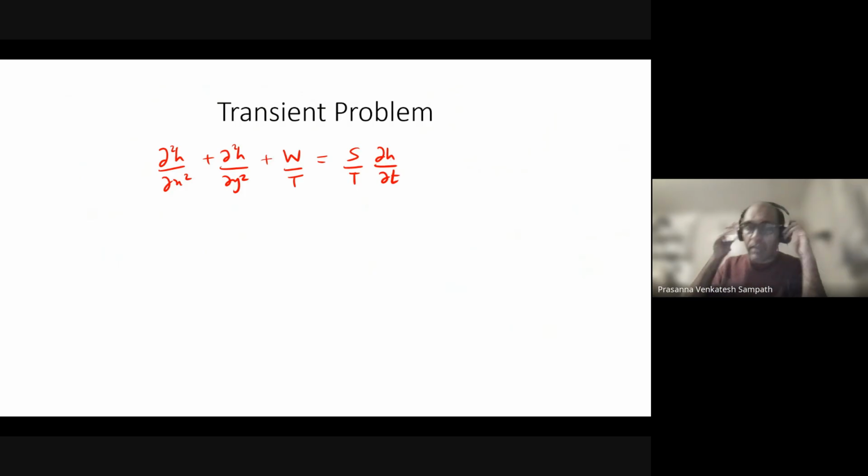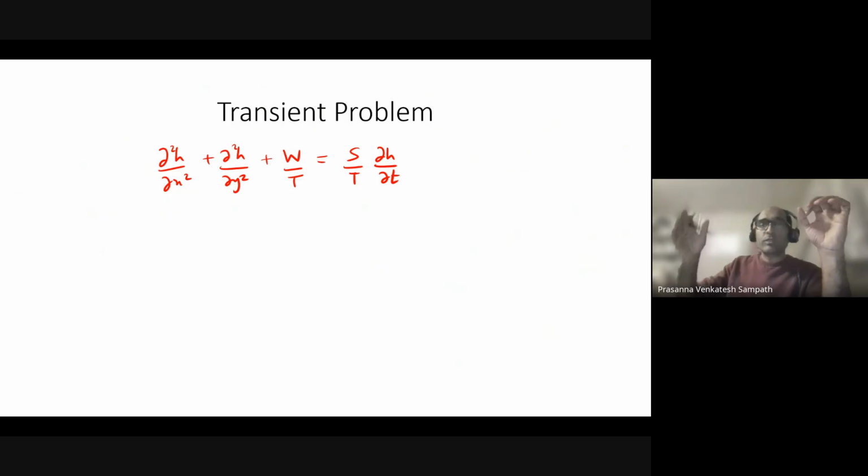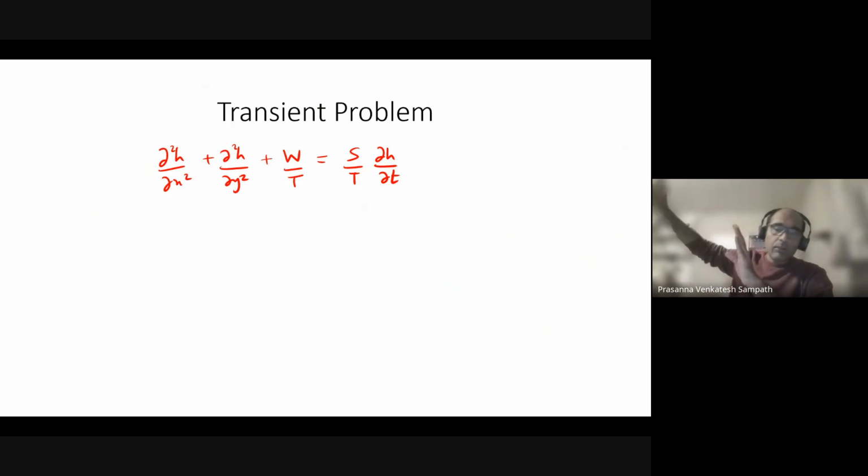Now this is my governing equation for a generic transient problem. The source or sink also, I'm not specifying what type of source or sink it is. It could be recharge, which is aerially distributed, or it could be a point application like a pumping well or injection well, or it could be a river which is connected along a line with the aquifer, and so on and so forth. So I'm not getting into the details of how specifically we handle different types of sources and sinks. That's for a higher level course.